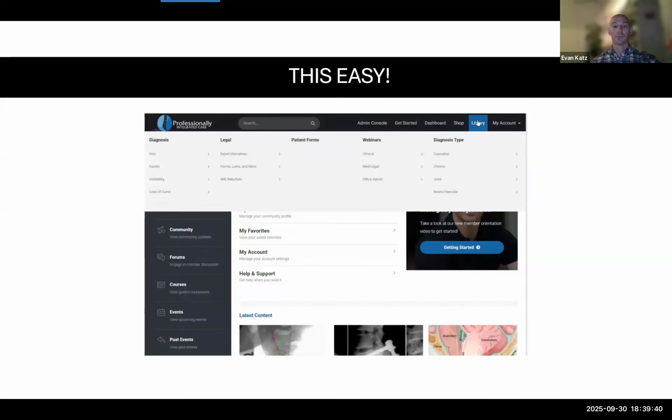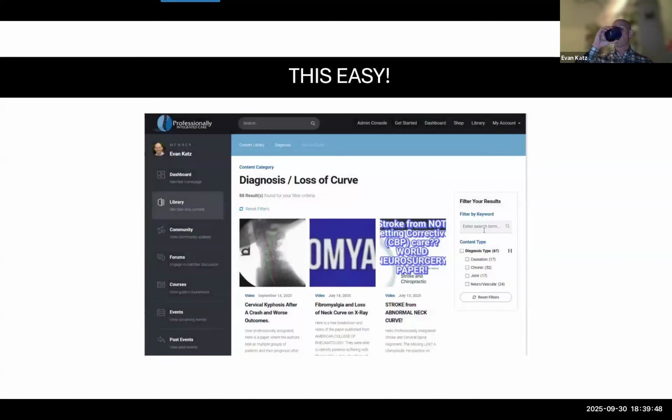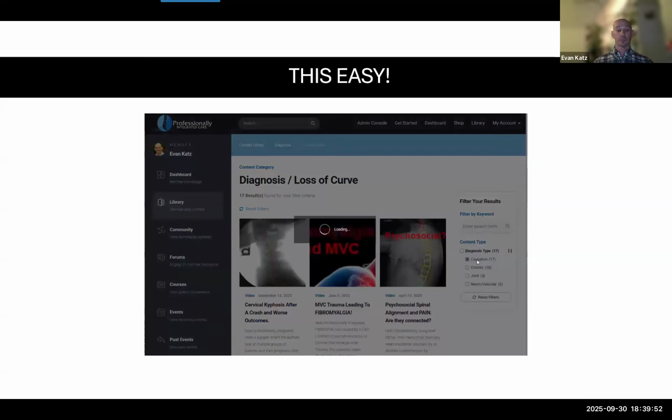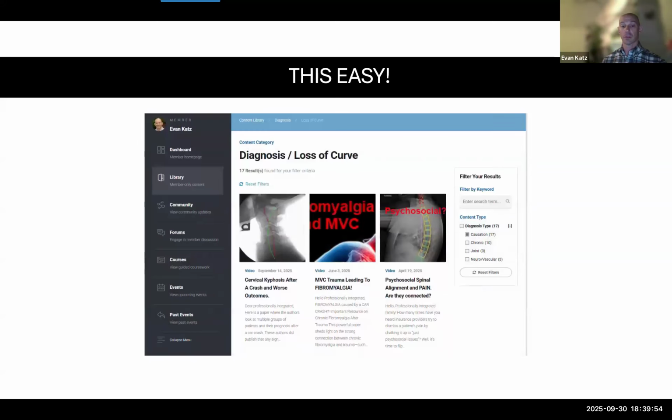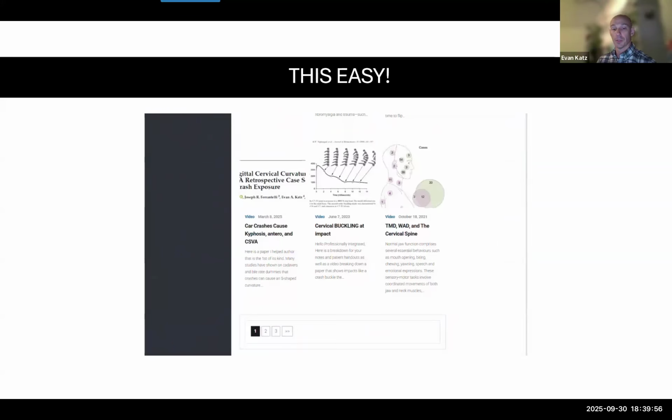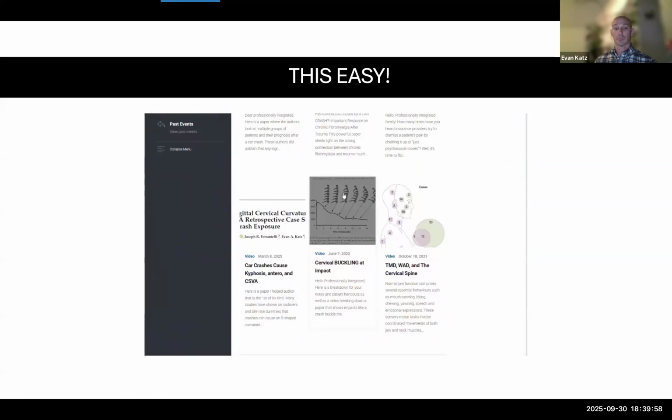Super simple. Let's say we have loss of curve. You're going to come to the library and go down to one of the diagnoses. One of them is loss of curve. Then under each of them, you're going to go to causation, because we're going to start with causation. Why do you think a car crash caused it? And tons of stuff comes in. Look at all the pages, just as it relates to causation.